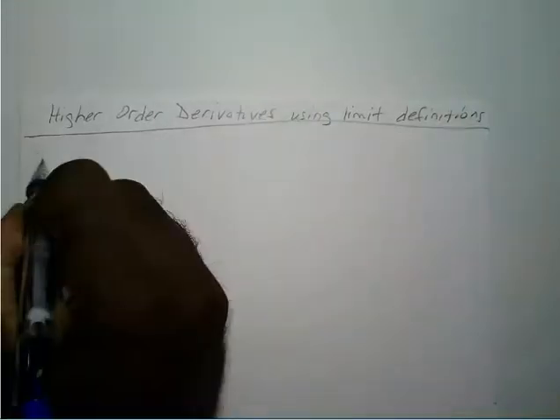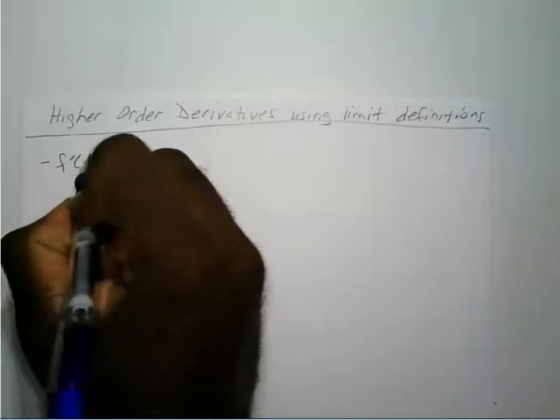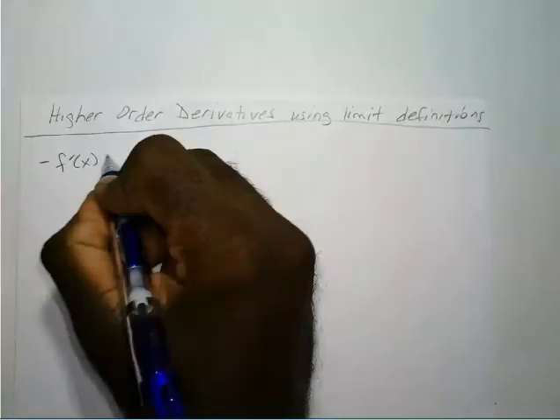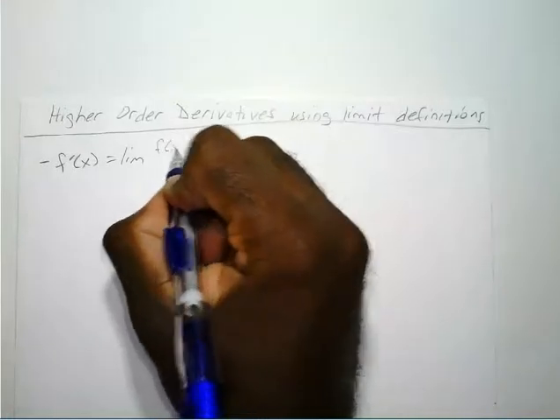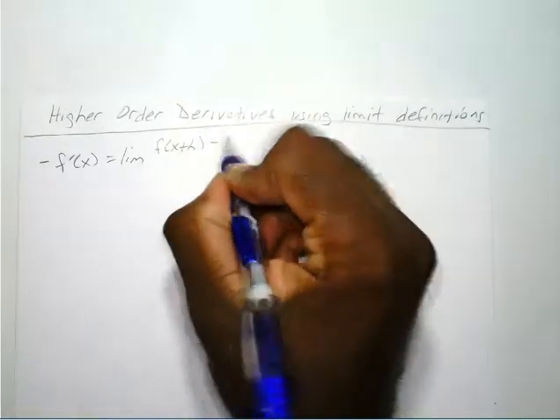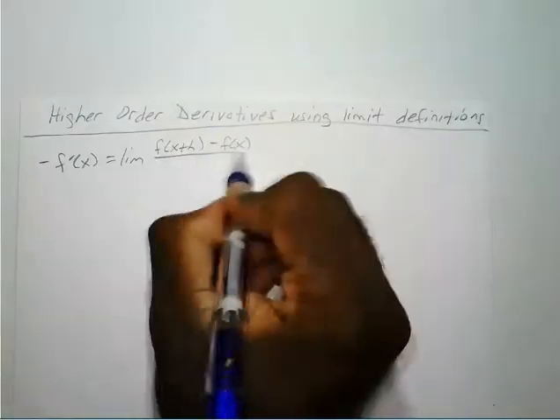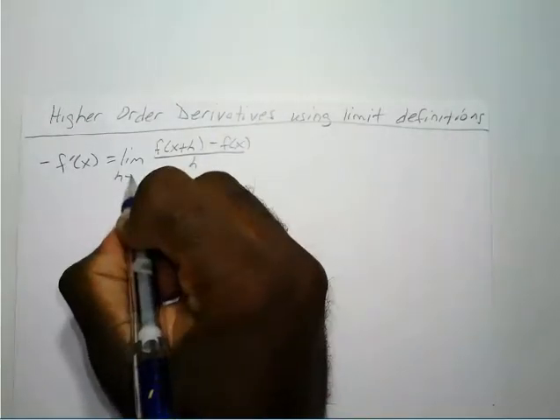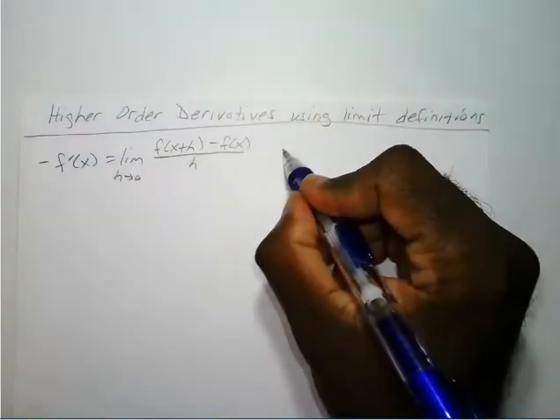Alright, so far we know that our first derivative is equal to the limit of our function f of x plus h minus f of x, all over h as h approaches 0. Okay, so this is known as our first derivative.